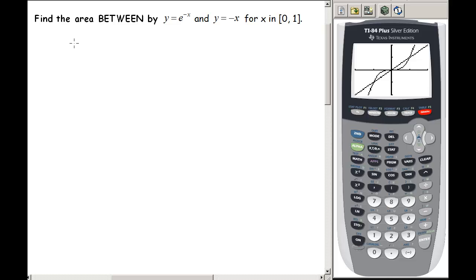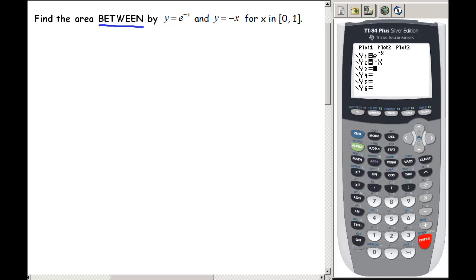In this next example, we change the wording a little bit. It says find the area between y equals -x and y equals e to the -x for x in the interval 0 to 1. So remember, the first step is always to graph. So let's graph. I've got my two functions in my y equals. Let's use one of our preset windows. Let's once again zoom decimal.